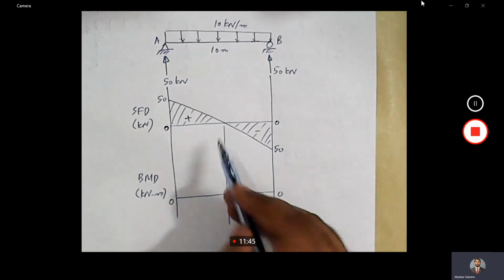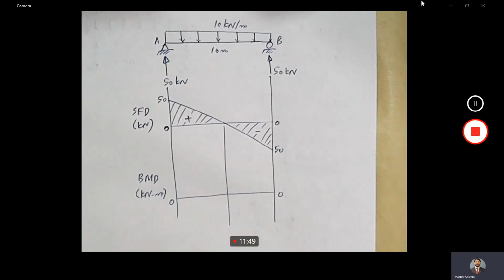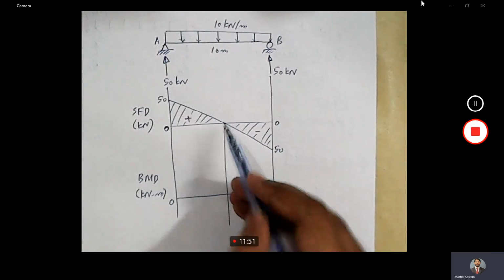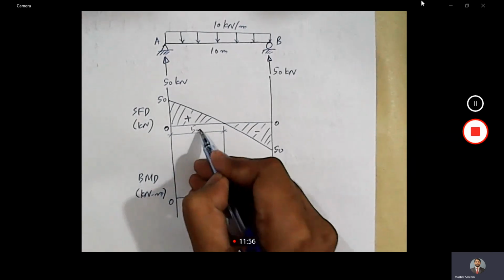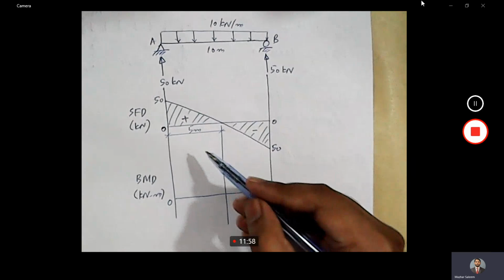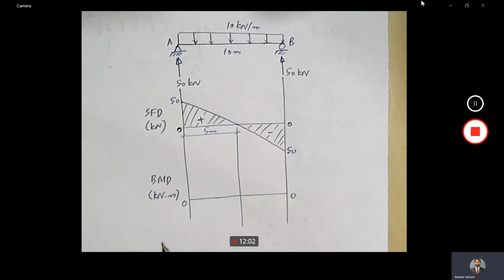50 on this side, 50 on this side. So if this span total is 10, this will be at 5 meters. So this location, this distance is 5 meters. So if this is equal to 5 meters, we need to calculate bending moment at X equal to 5 meters. So what was the expression for bending moment?